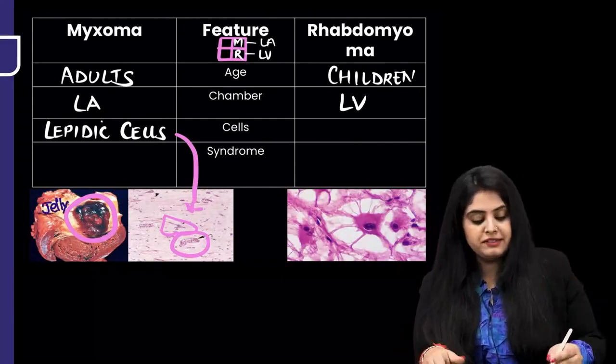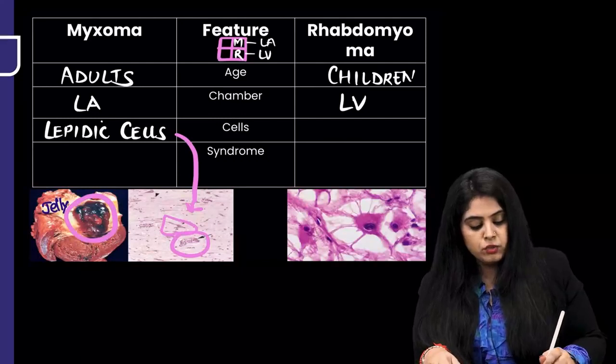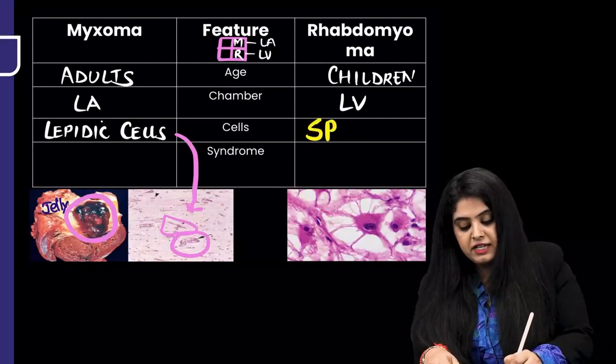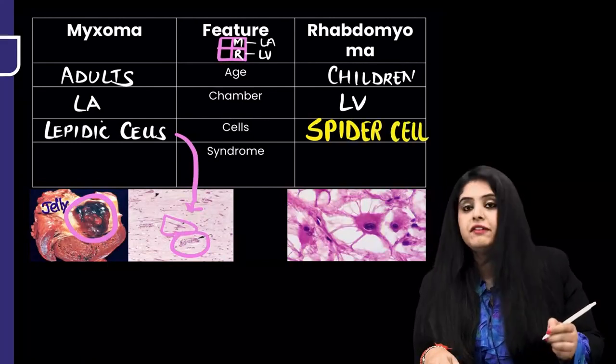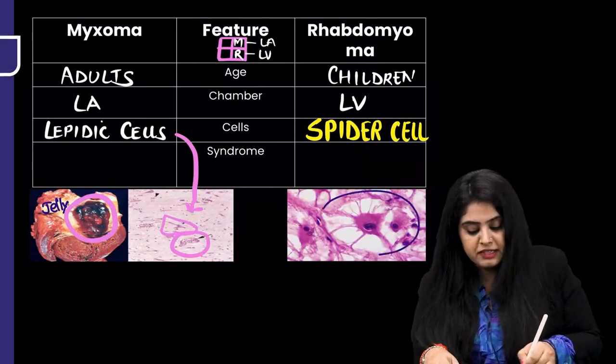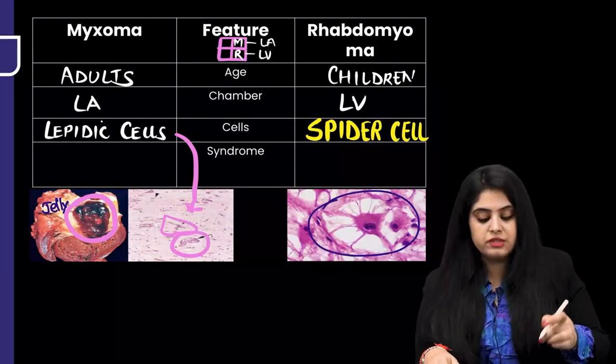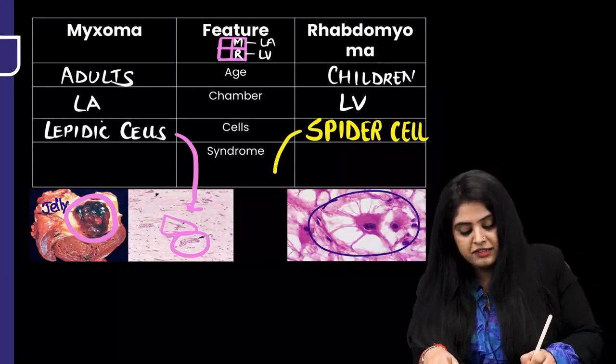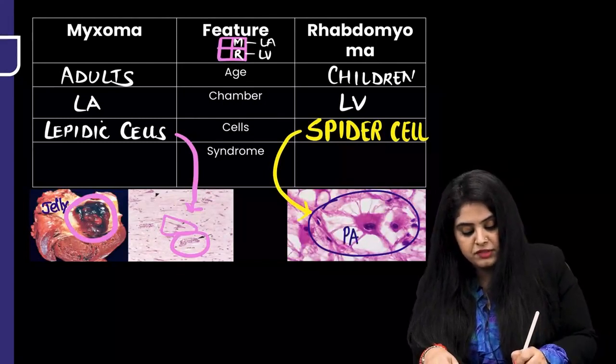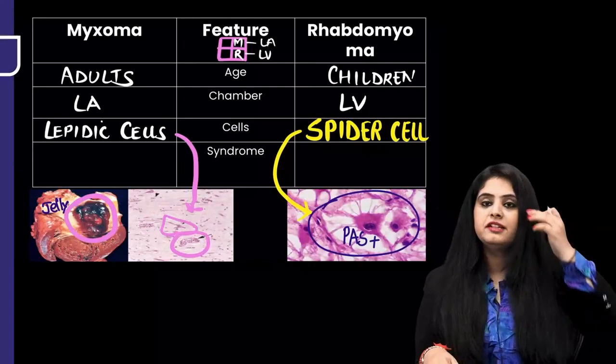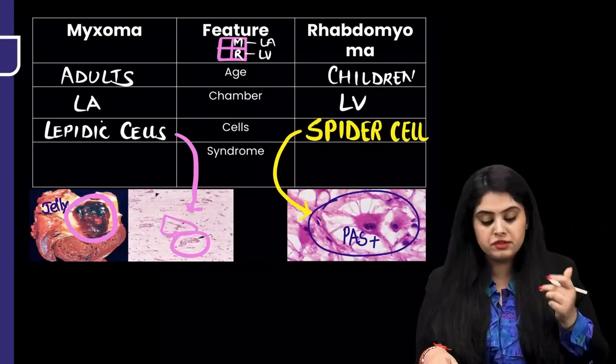So you can see lipidic cells, whereas rhabdomyoma shows you the very famous spider cells. You have to know this. Spider cells are seen in this entire slide. The most important question is this. Spider cells are seen in rhabdomyoma and spider cells are PAS positive. These empty spider web spaces, they are PAS positive.